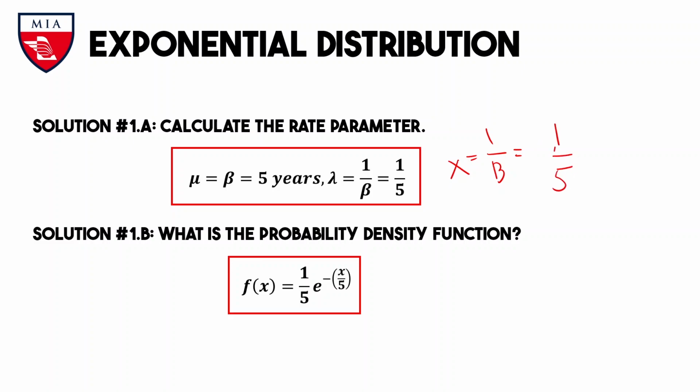Solution 1.b. What is the probability density function? So we just need to present it. The formula is f of x is equal to 1 over beta e raised to negative x over beta. In our case, if we substitute the value of beta, which is 5, we have 1 over 5 multiplied by e raised to negative x over 5. No need to solve or simplify, just input the value.